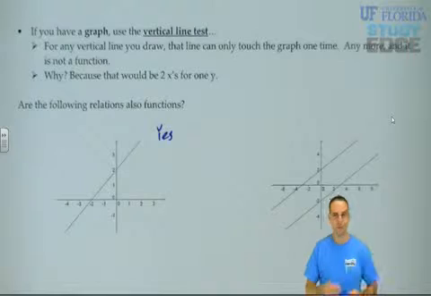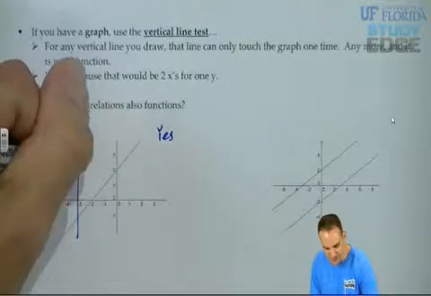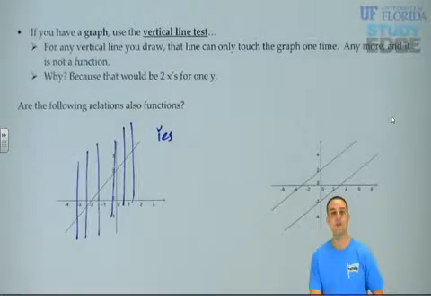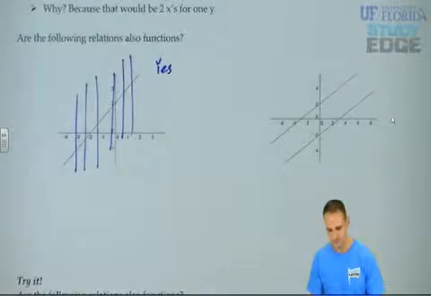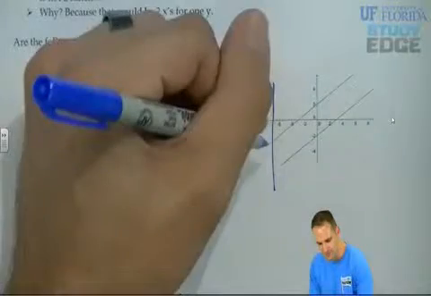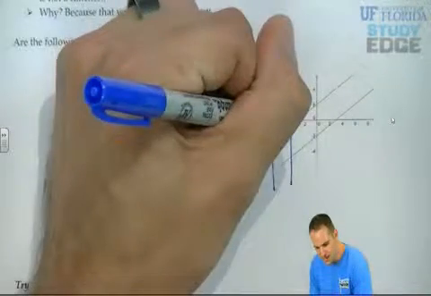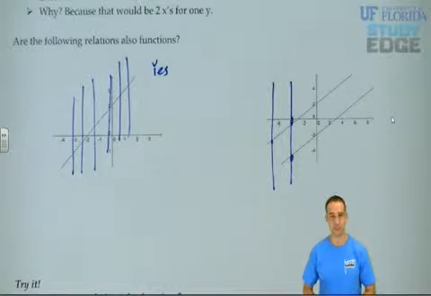Now, you don't get a cool computer graphic. You're going to have to do this yourself. You're going to have to draw vertical lines and see that it only hits one time every time. We'll look at this next one. If I start drawing a vertical line, that only hits once. But the first time it hits more than once, that is not a function.